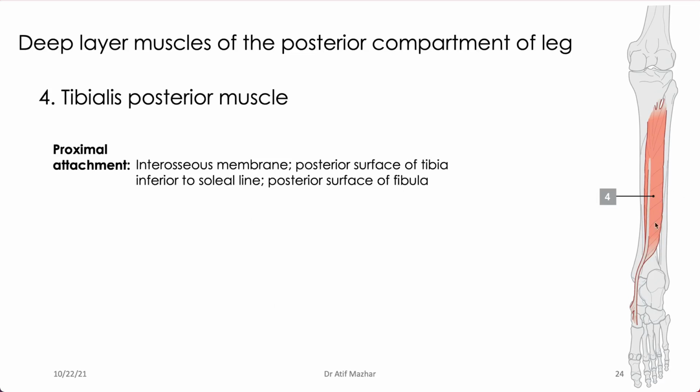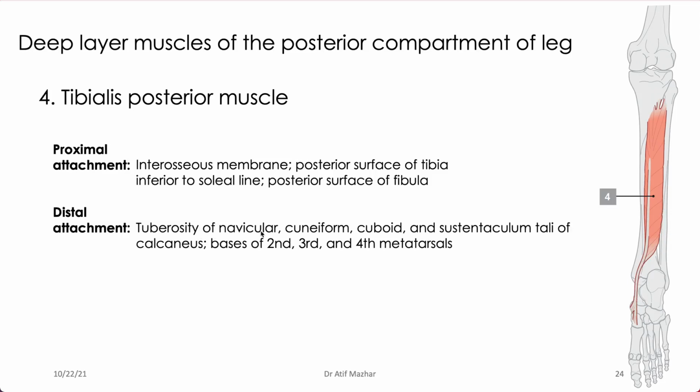It's coming from the lateral side but ending on the medial side, so it's changing its direction. Quite deceiving here. And distally, it is attached where? The tuberosity of the navicular, cuneiform, cuboid, and sustentaculum tali of the calcaneus bone, and the second, third, and fourth metatarsals. So it has so many distal attachments.